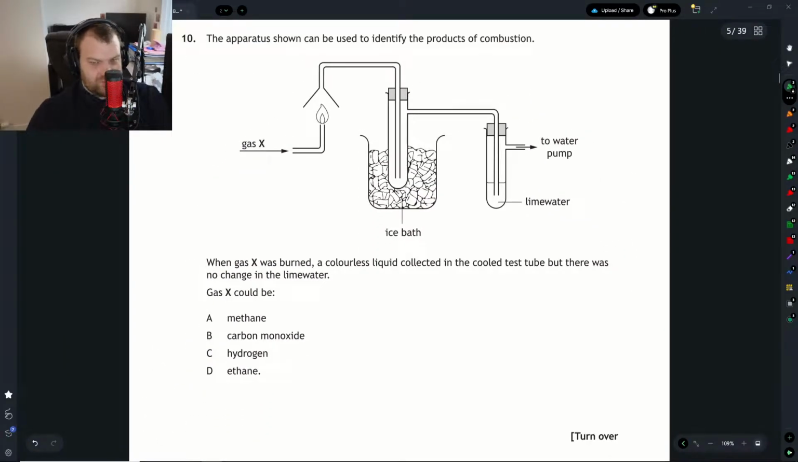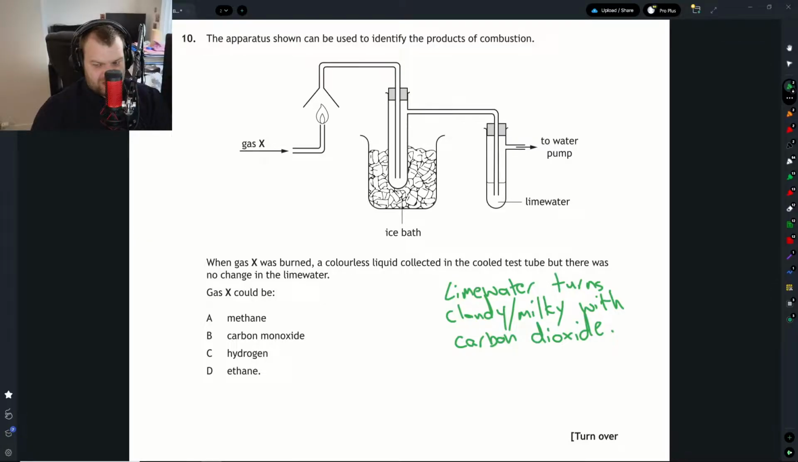We've got the product of combustion being looked at. We have a gas being burned, and a colourless liquid was collected in the cooled test tube. There was no change in lime water. Lime water turns cloudy if there's carbon dioxide. The fact that it doesn't change in this example means there is no carbon in the fuel that's being burnt.